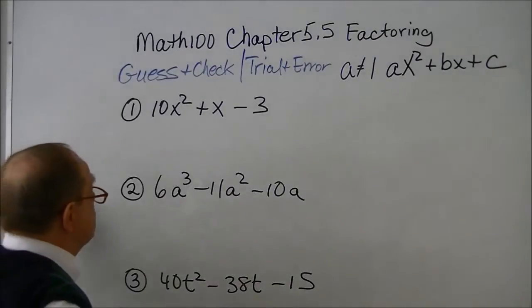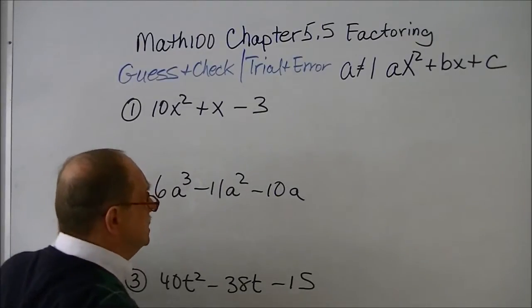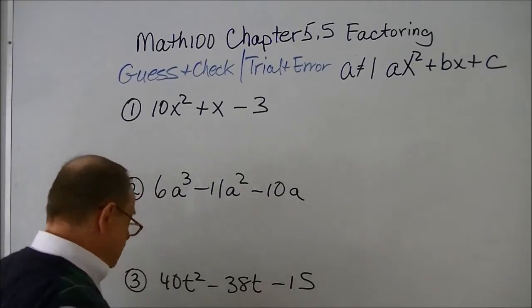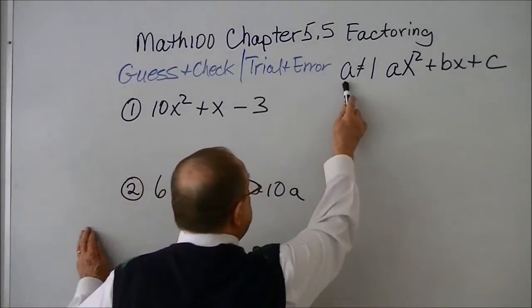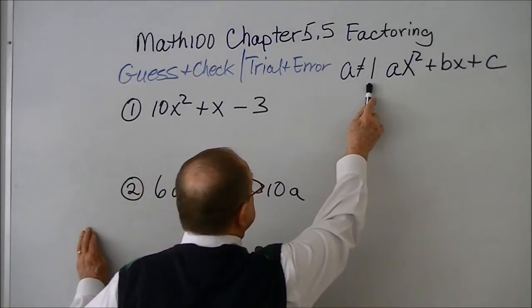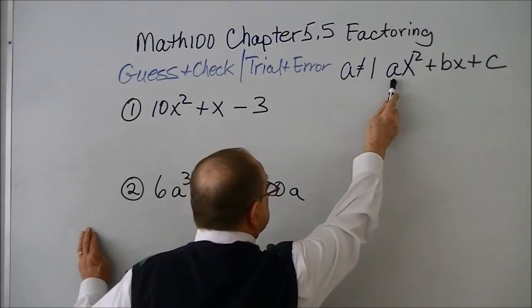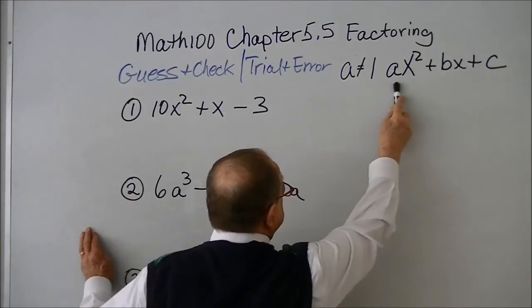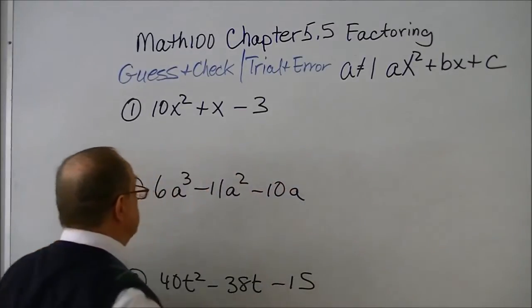As we go on to topic 5.5, we're continuing with factoring. There's just a little bit of a change in that now A is no longer equal to 1. So A is going to be greater than 1. So our lead coefficient here is not going to be 1. It's going to be greater than 1.